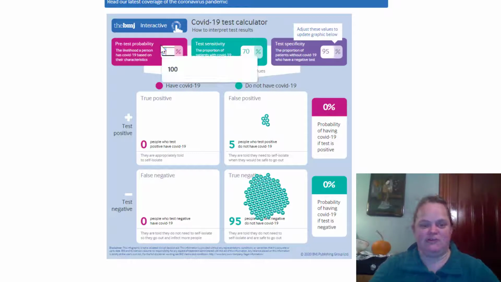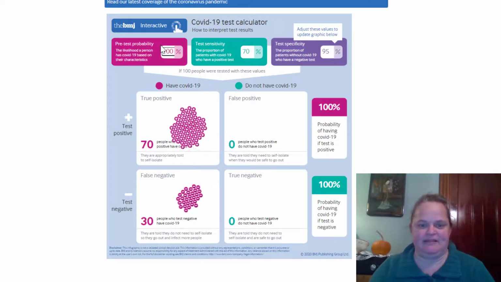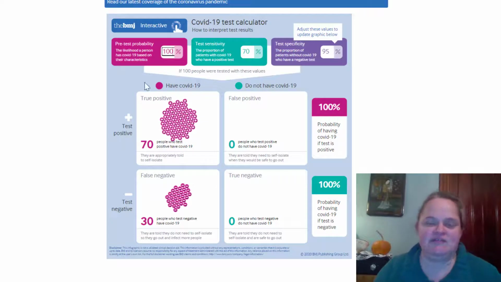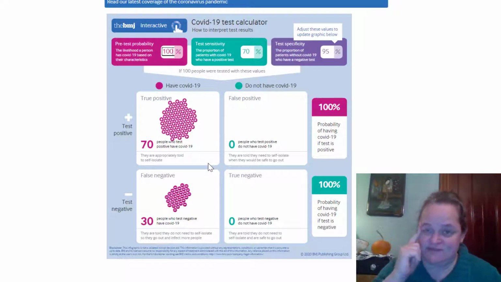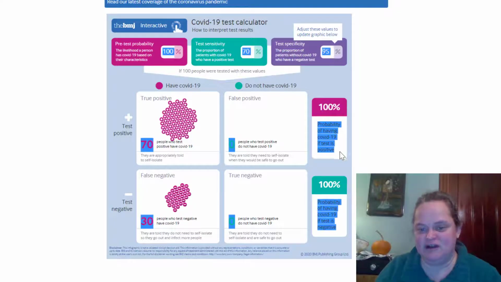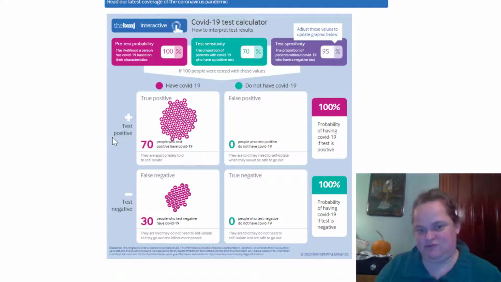So let's do the other extreme. Everybody has it. Okay, so everybody is in the left column. And because our test sensitivity is only 70%, we get 70 positives and 30 negatives. And those 30 negatives, again, it doesn't change anything. These are 100%. It's just how people get test results that is going to be affected by this test sensitivity and test specificity.